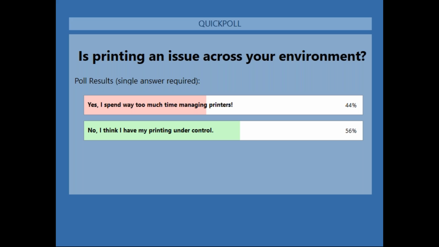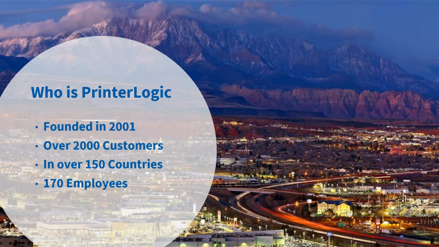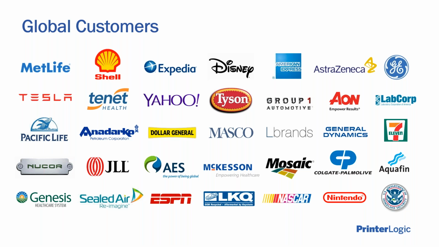As far as who we are, we were founded in 2001. We've got over 2,000 customers in over 150 countries. We're actually a little bit above 170 employees now. We've been growing really rapidly in this space. And just to give you some ideas of some of the customers we've worked with, you can see here we've got everything from companies like Tesla to Disney, Department of Homeland Security, 7-Eleven, lots of different industry verticals, because the reality is that everybody prints, right?